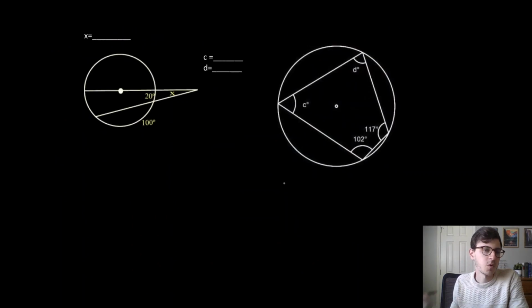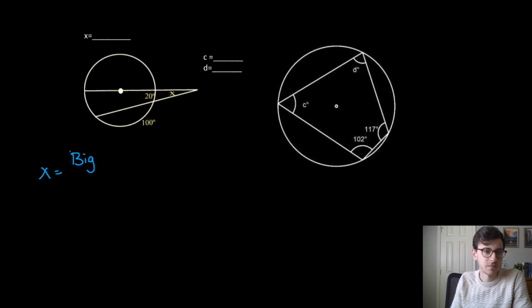Okay, again, I'm going to start by asking, what kind of angle am I looking at here? Well, I have an external angle, and here I have a secant and a secant. Now remember, for secant angles, X equals the big arc minus the small arc divided by 2. It's not the average. It's the big minus the small divided by 2. Well, here I have the small, but I don't have the big. How can I find the big?